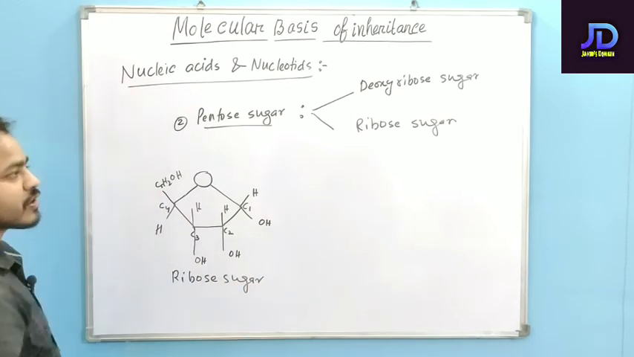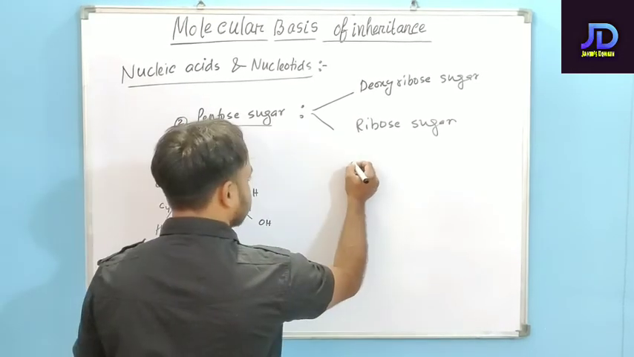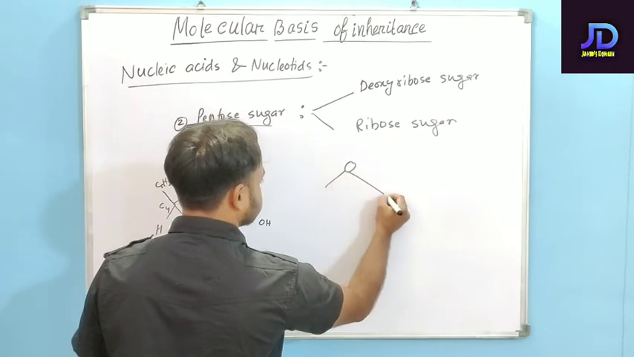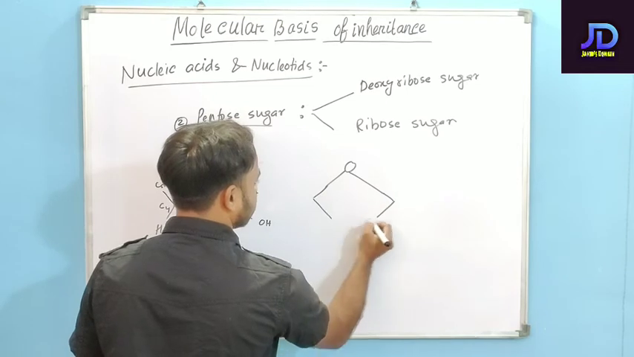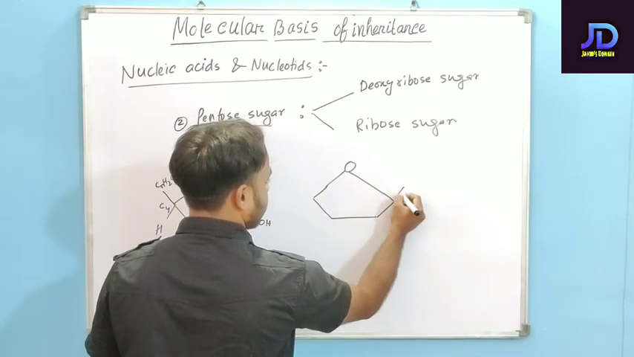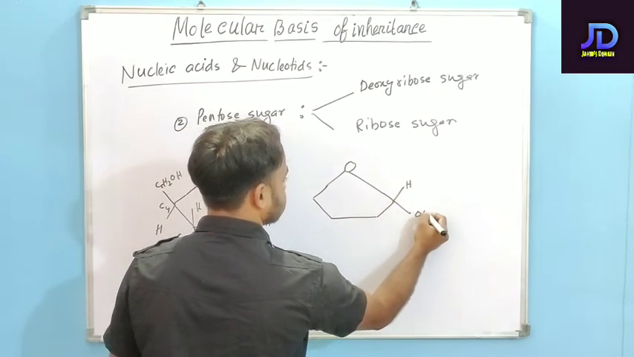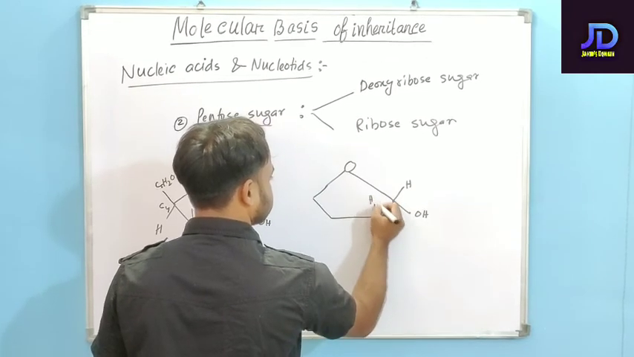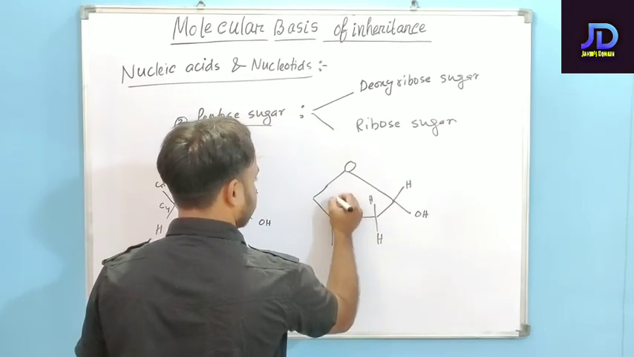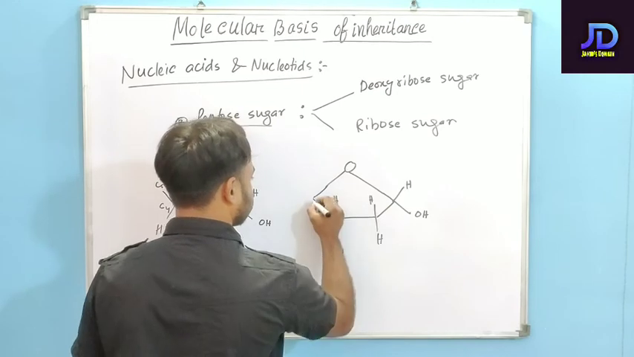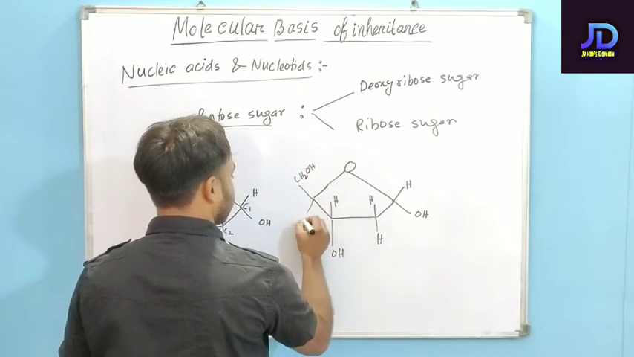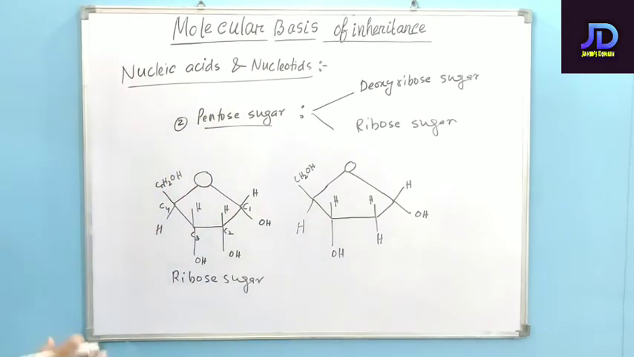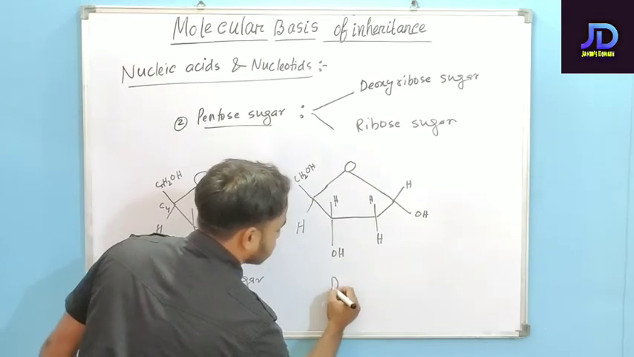Now what is deoxyribose sugar? Same, there will be a ring also, a pentose ring, pentose sugar, but there will be a slight difference. Let's see what the difference is. Here H, OH, H, H, H, OH, and here will be H. If you look very minutely, this is called the deoxyribose sugar.